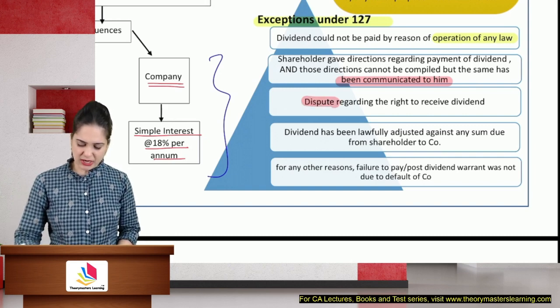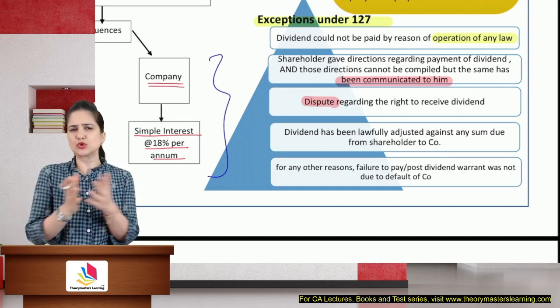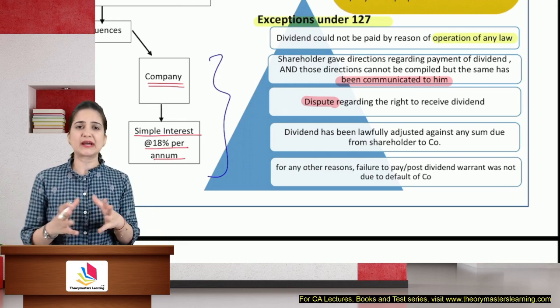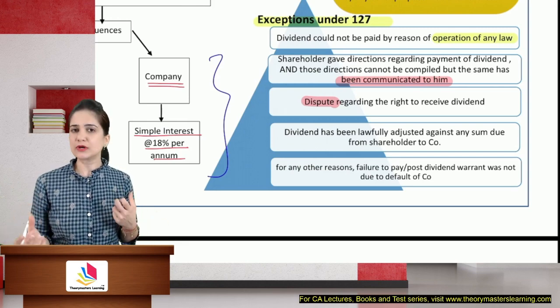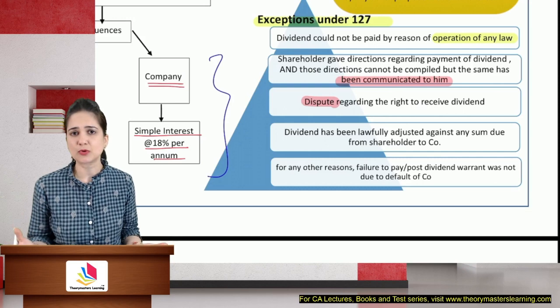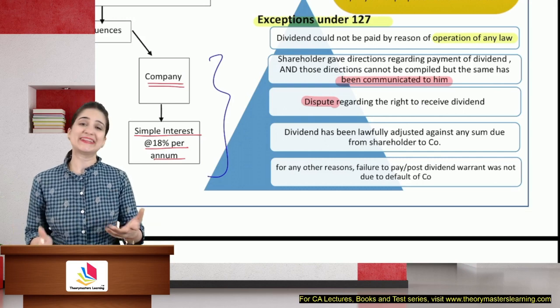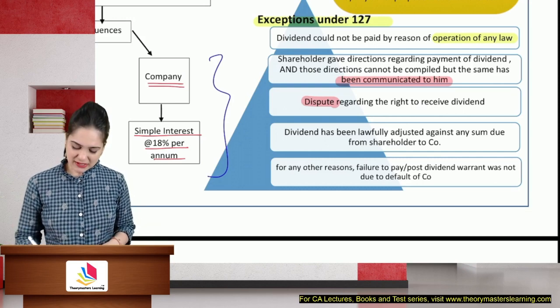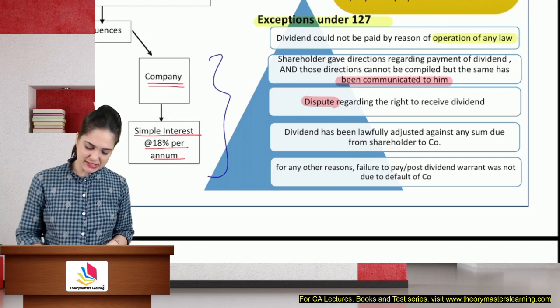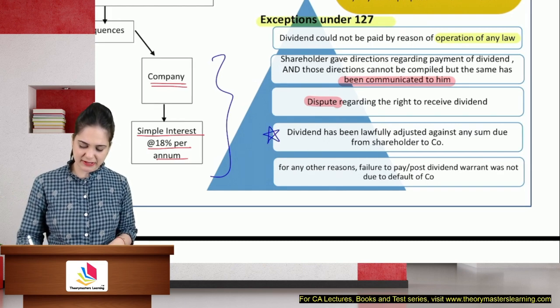Sometimes there is dispute regarding the right to receive dividends, so maybe there was no will, okay, person died and his sons, they are fighting over the ownership. Sometimes you're not able to decide the true owner of the shares. In that case, dividend will not be paid. Dividend has been lawfully adjusted. This is very frequently asked in a case-based question.